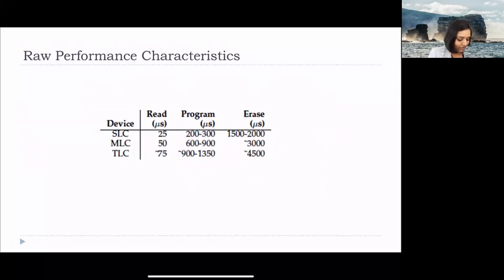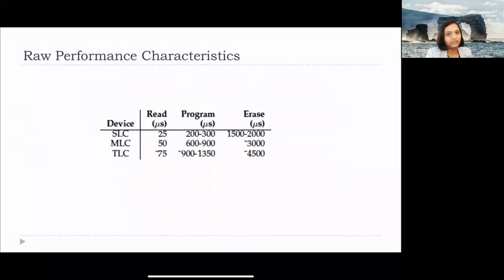So why does this variance of SLC, MLC, and TLC matter? As I said, SLC is the one that gives us the best performance and reliability, MLC a bit lesser than that, TLC a bit lesser than that. But on the other hand, on the positive side, SLC is more costly, it occupies more space.